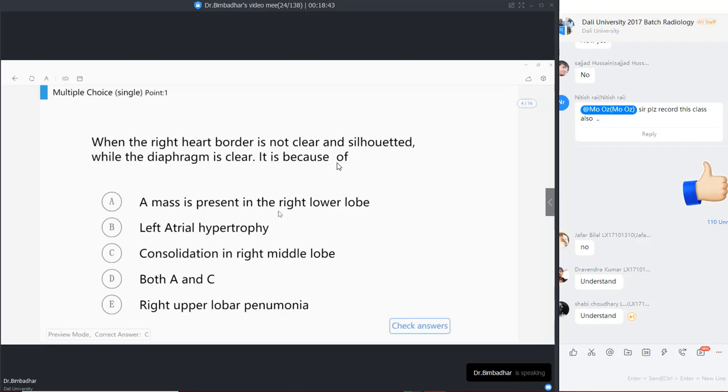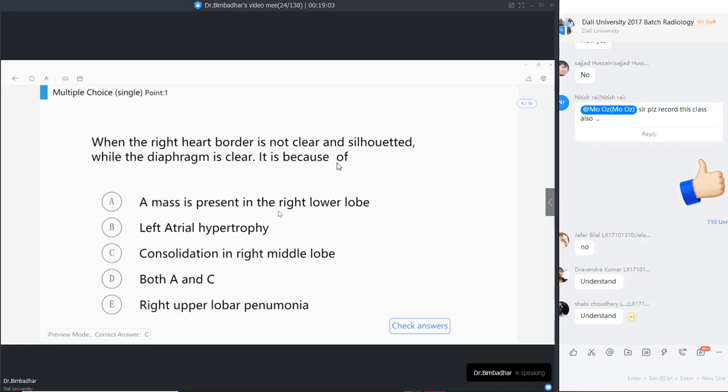The classical example we always have to remember is, if the right heart border is not clear and the diaphragmatic shadow is clear, it means the problem is present in the right middle lobe itself. The answer is not both A and C.